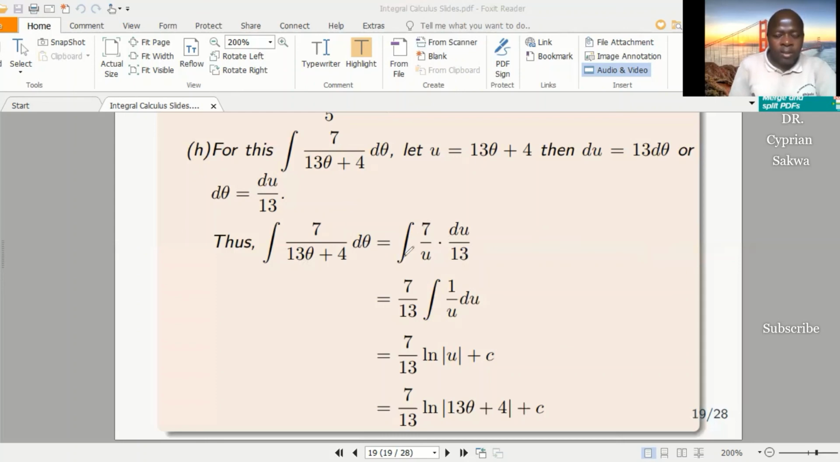Take the constants outside the integral sign. We have 7 out of 13 outside the integral sign. We are left with 1 out of u du. This we know how to do. So we know that this will be ln of u, the natural logarithm of u. So 7 out of 13, natural logarithm of u plus c. Now just bring back here u, because u was not in the original question. When you bring it back, you get 7 over 13, natural logarithm of 13 theta plus 4 plus constant of integration.